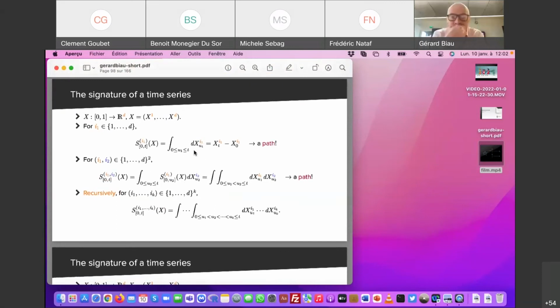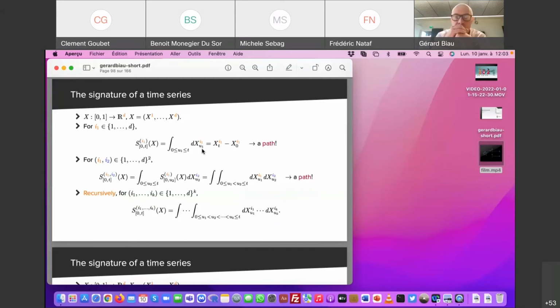So the beginning of the story: if I'm looking at S^{I1} on [0,t], it doesn't look like it depends on the time at all. You take the end value minus the start value, right? That's correct. So you integrate between 0 and t. You have the process, and I1 is the coordinate of the process, and you look at the difference between the coordinate at time t minus the coordinate at time 0. Right, the difference, because you take it between 0 and t. Yes, okay.